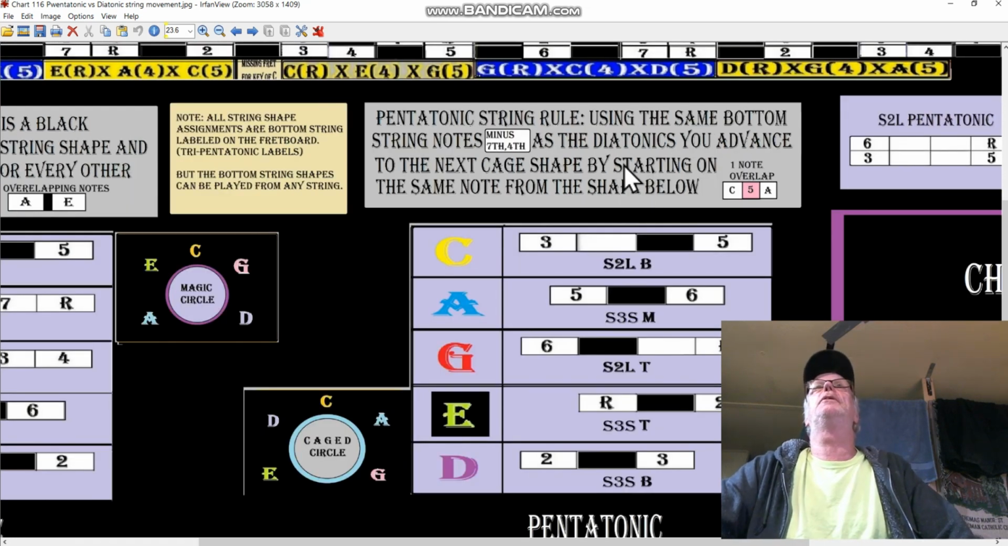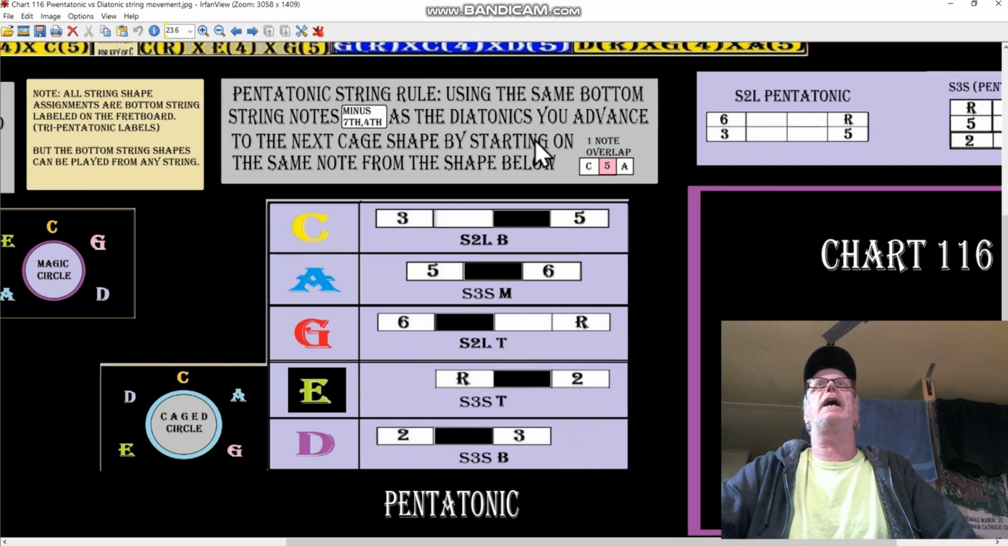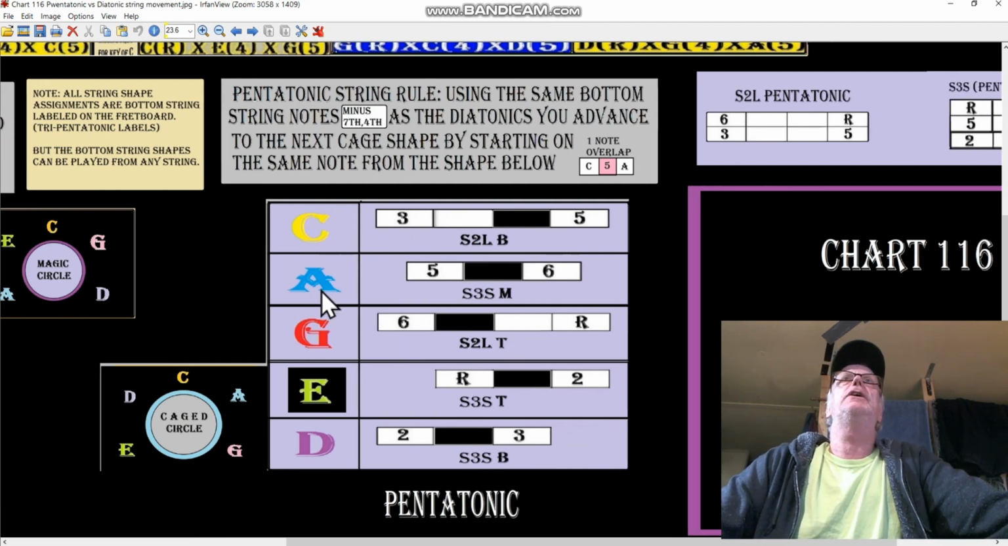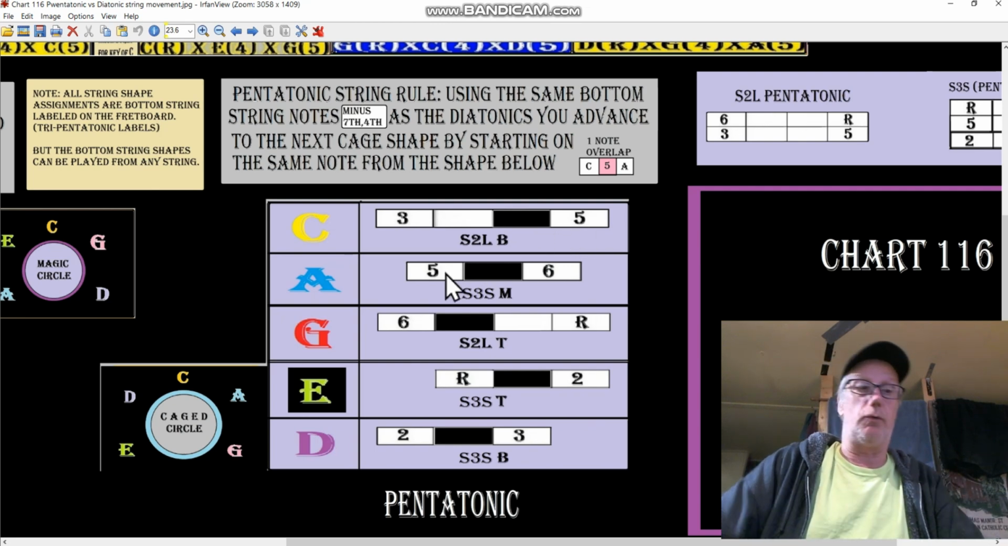I'm really having trouble reading these things, but pentatonic string rule, using the same bottom string notes minus the 7th to the 4th, because it's pentatonic, as a diatonic. You advance to the next cage shape by starting on the same note from that shape below. There's no accidental in between a cage shape transition, string frag transition. C going to A, we don't have an accidental in between 5 and 5. They're the same note.